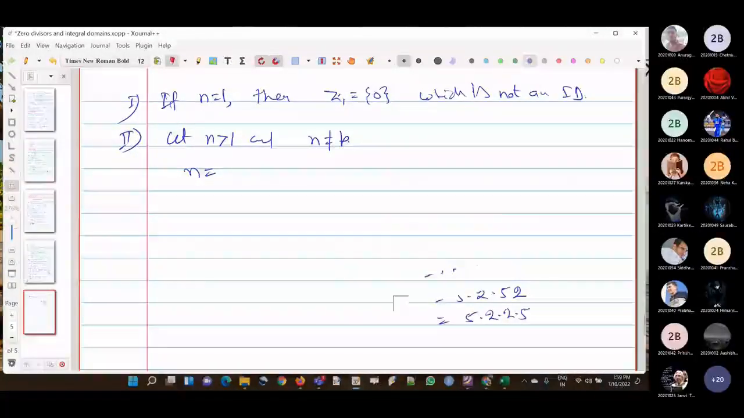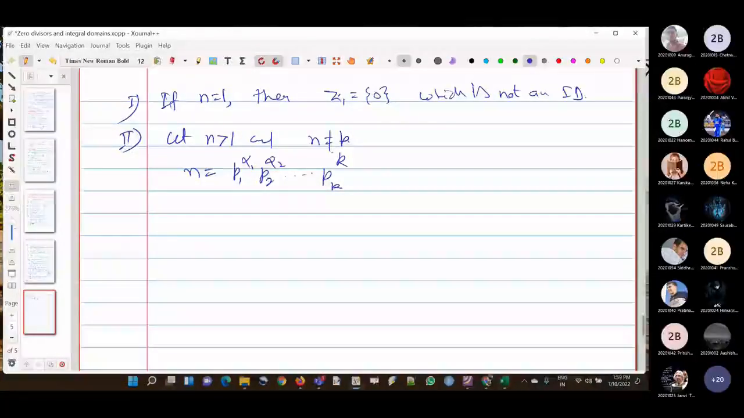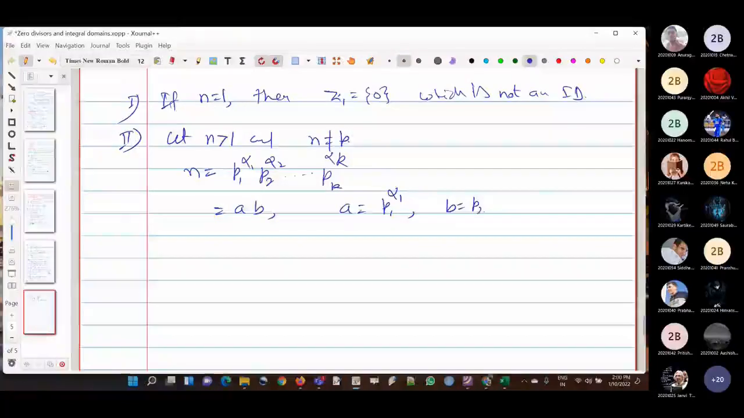Okay. I think we don't have much time, so let us finish it quickly. We can write n as a product of primes: p1 to the power alpha 1, p2 to the power alpha 2, and so on up to pk to the power alpha k. Let us write this as a times b, where a is p1 to the power alpha 1, and b is p2 to the power alpha 2, p3 to the power alpha 3, up to pk to the power alpha k.